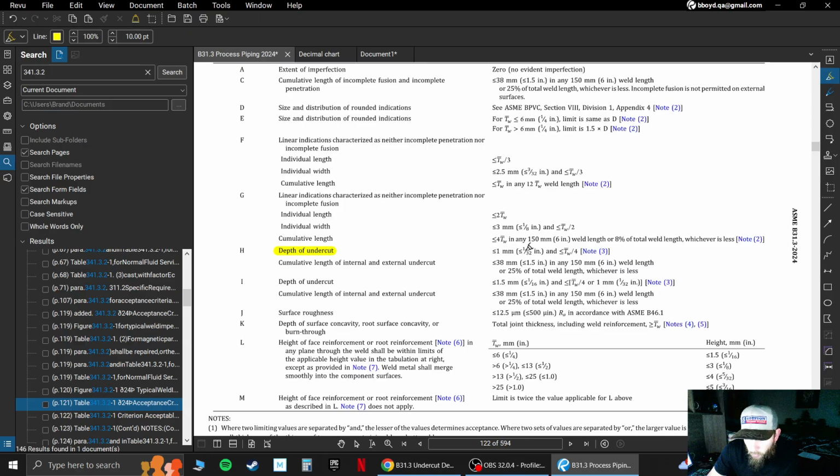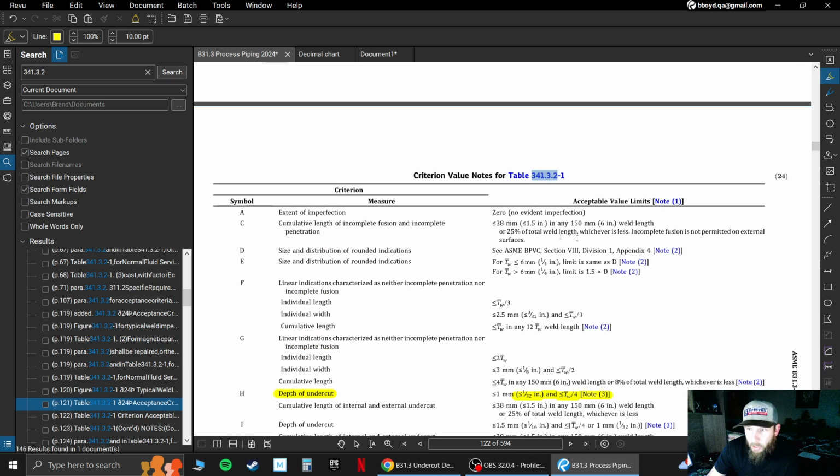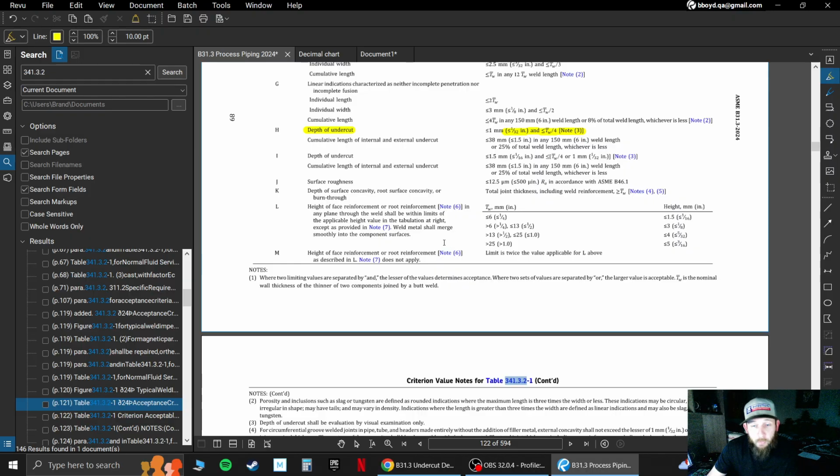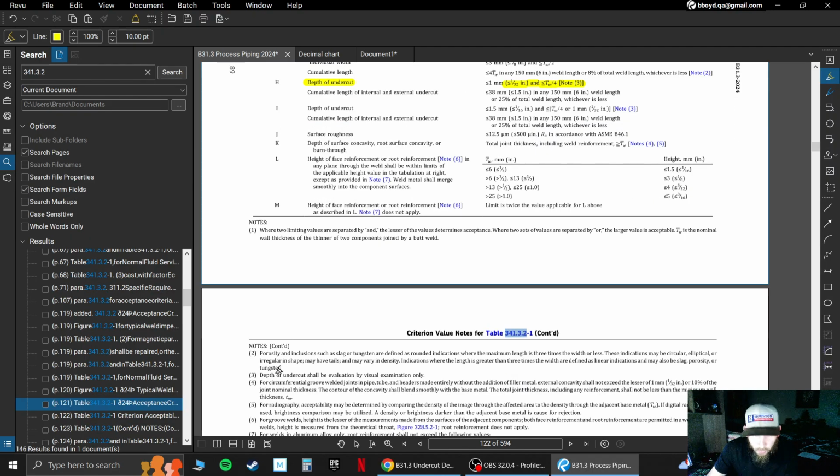We come across the row and it shows less than or equal to 1/32 of an inch and TW divided by 4. So we also have note 3 here, and up here at the top we have a note 1. The notes are very important whenever you're looking at code. You always want to read the notes first before you decide on anything. So let's go ahead and look at note 3. Depth of undercut shall be evaluated by visual examination only.